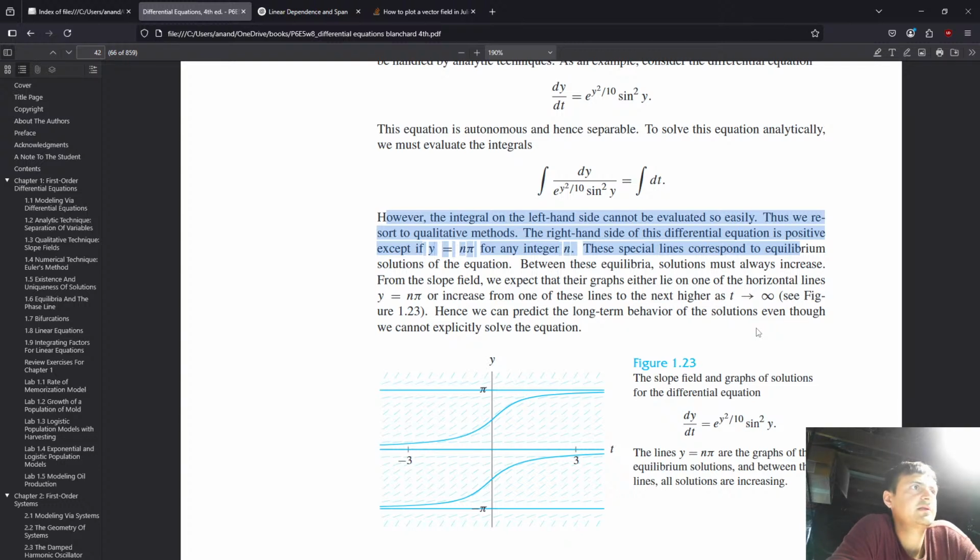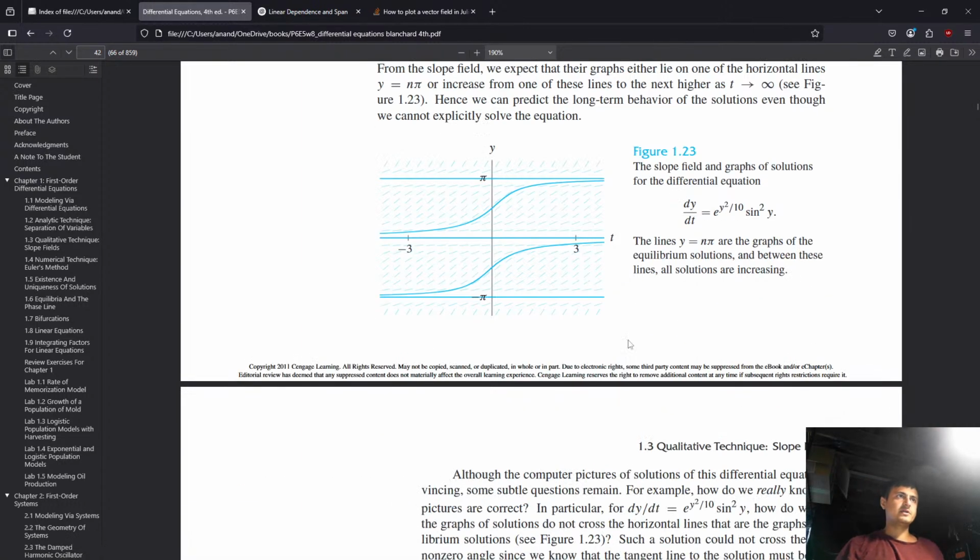We expect that their graphs either lie on one of the horizontal lines or increase from one of these lines to the next higher as t goes to infinity. Hence, we can predict the long-term behavior of the solutions even though we cannot explicitly solve the equation. I like that example. Okay. Power of geometry.